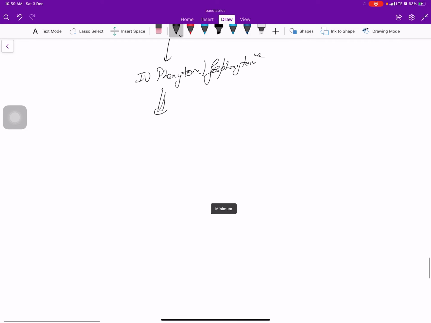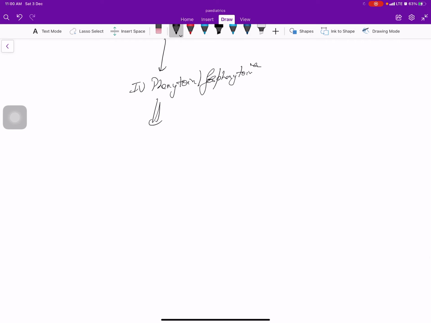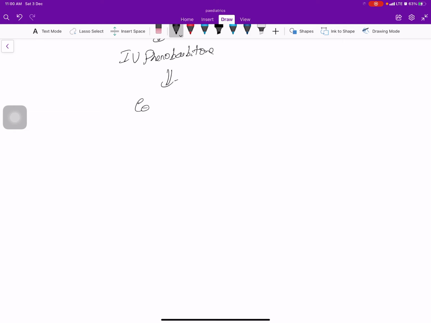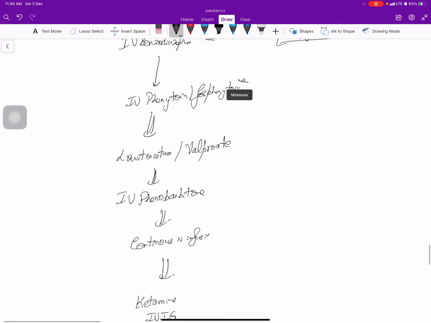Still persisting, so benzodiazepine, fosphenytoin, we give levetiracetam. I'm pretty sure you know it, I'm butchering the pronunciation here, but then we have valproate, IV phenobarbital. And then it goes to refractory, where we give two things: continuous IV infusion and ketamine. Okay. Let's revisit this. So much more to add to this.